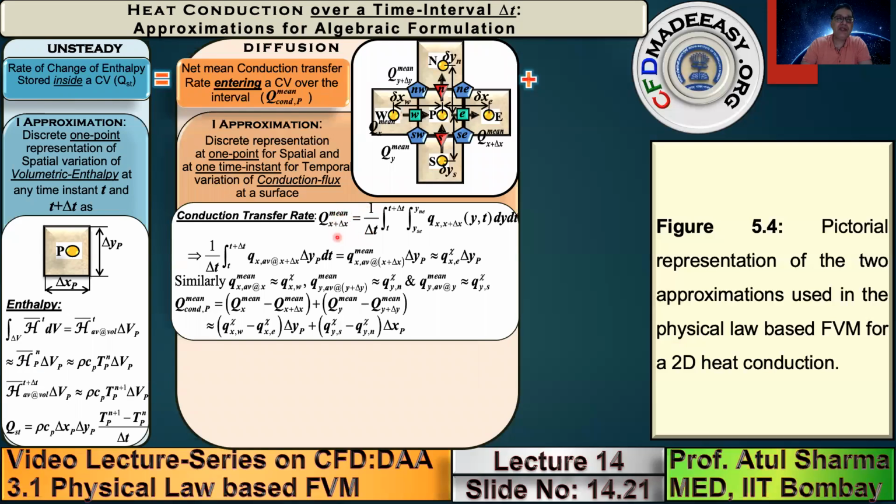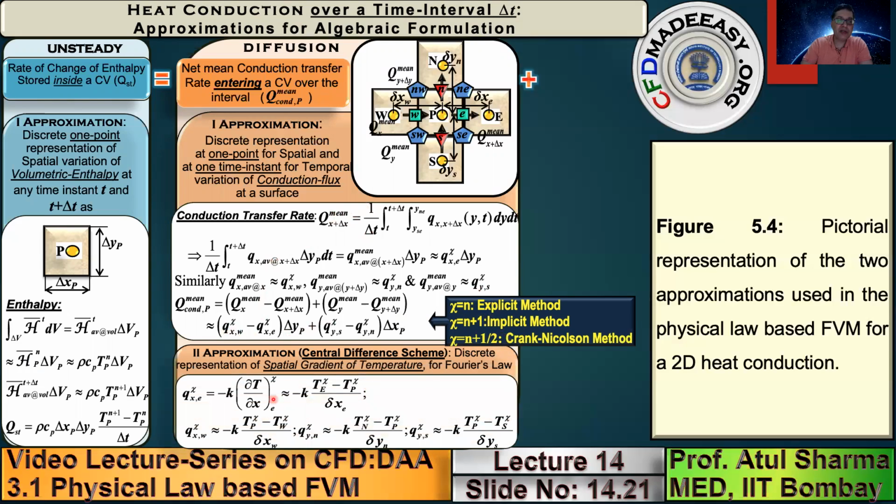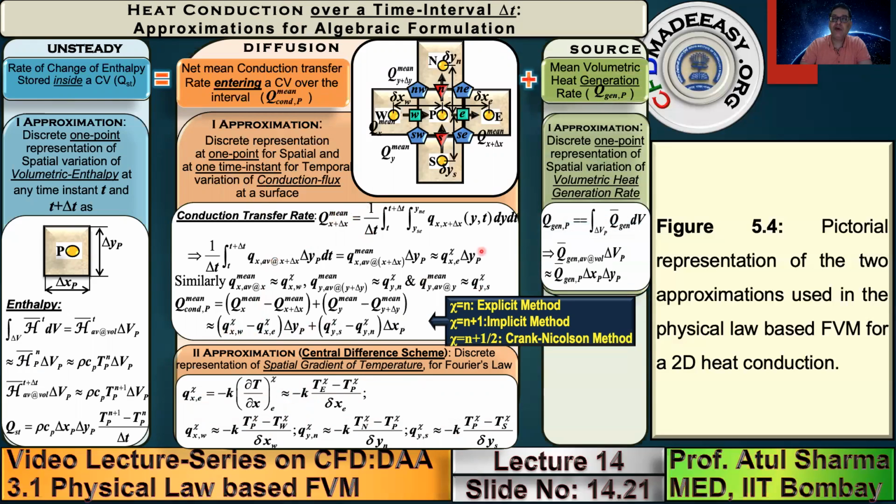So this time average value I have mentioned. Right now I'm showing it as a chi, but when you take chi equal to n+1 and n plus r, these are the three different methods which I have mentioned. And there is a second approximation corresponding to the piecewise linear approximation to obtain the Fourier law of heat conduction in an algebraic form. So the first approximation, this is the second approximation. Volumetric heat generation.